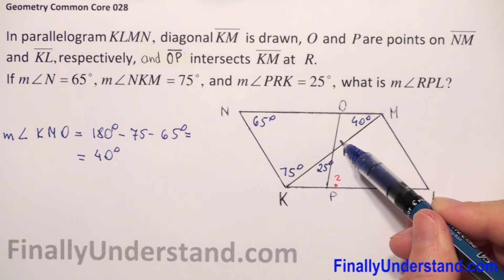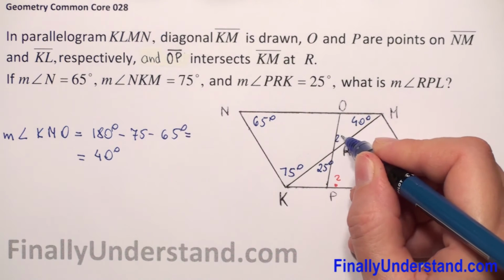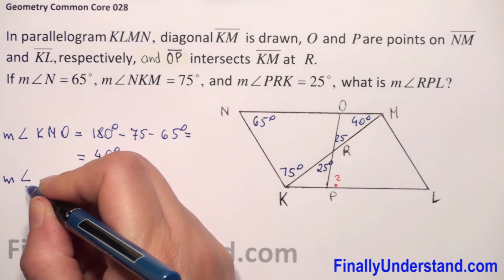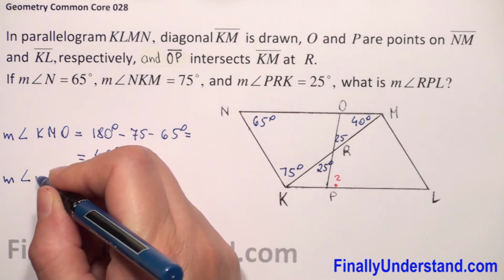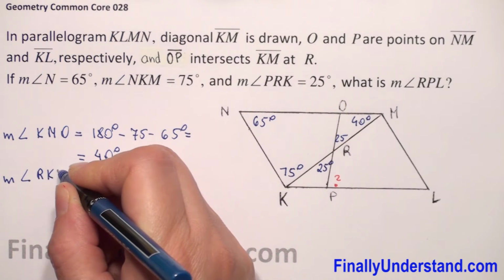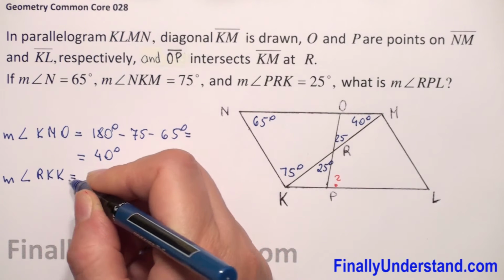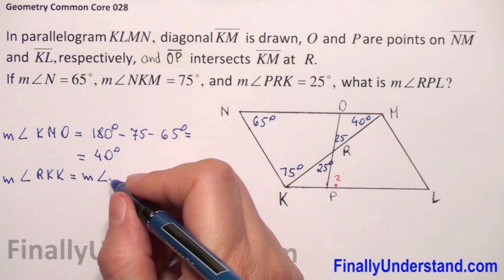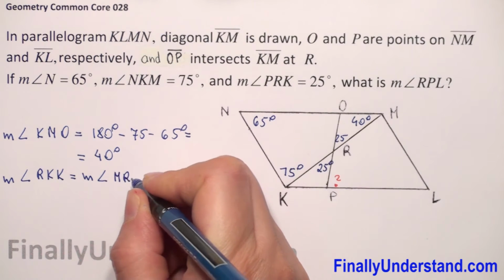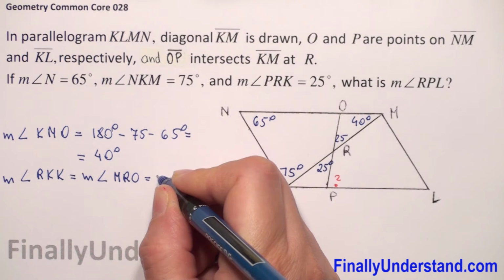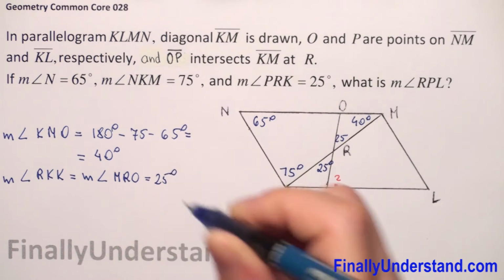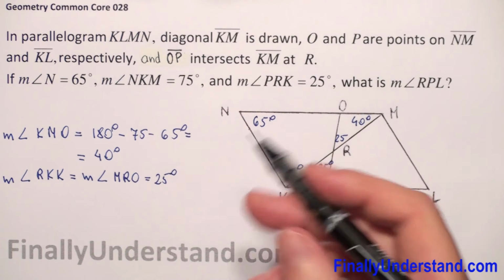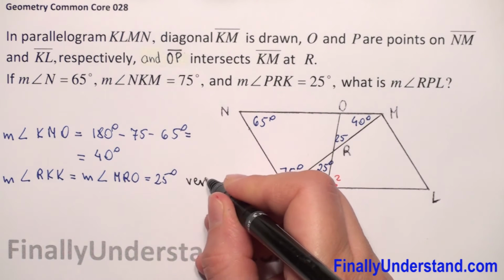So here we have also 25 degrees. We can write that the measure of angle PRK is equal to the measure of angle MRO, and is equal to 25 degrees because these two angles are vertical angles.